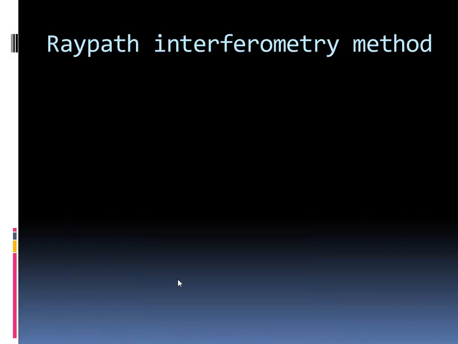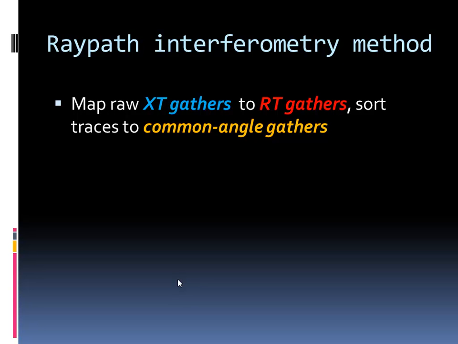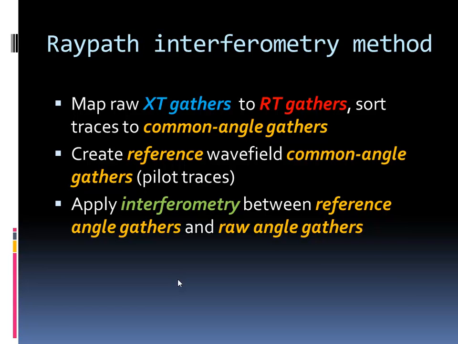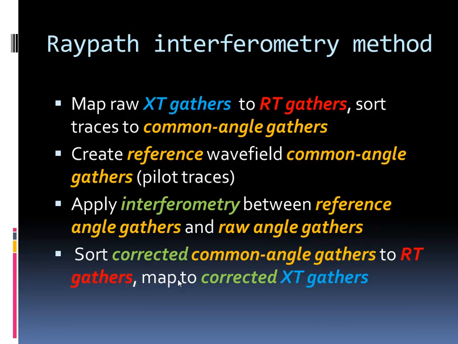Okay, this is, in a nutshell, what we mean by the raypath interferometry method. We map the XT gathers, either source or receiver, to radial trace gathers, and sort these traces to common angle gathers. Then we create a reference wave field, and this is what we're going to be talking about, pilot traces. We apply interferometry between the reference angle gathers and the raw angle gathers, and then we sort the corrected common angle gathers back to radial trace gathers, and then map them back to the original XT source or receiver gathers. So that, in a nutshell, is the raypath interferometry method.